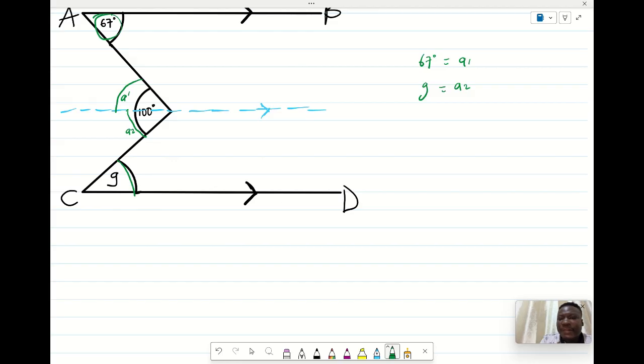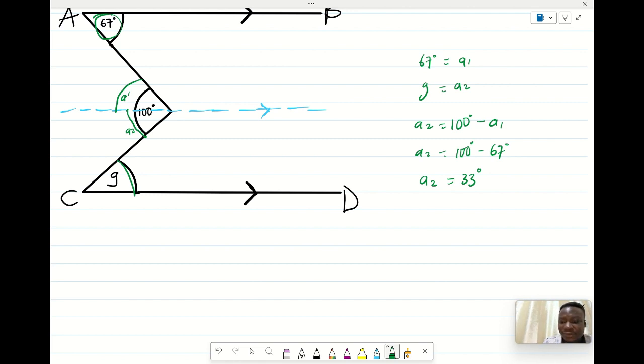But what is A2? A2 is going to be equal to the total angle, the 100 degrees, minus A1. That is, we have just taken part of the 100 degrees out, and we've realized that the top part of it is vertically opposite to the 67. Whereas our A1 is equal to 67 degrees. So subtracting 67 degrees from 100, we are going to get 33 degrees. Therefore, A2 is equal to 33 degrees.